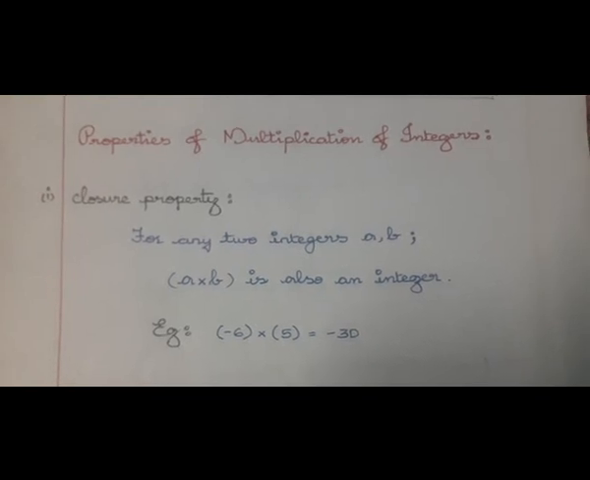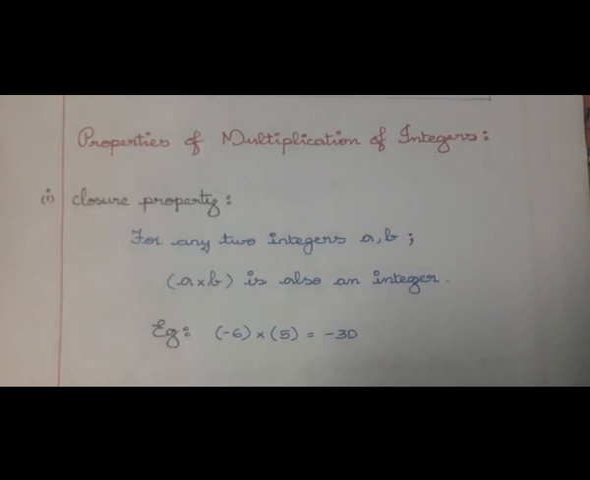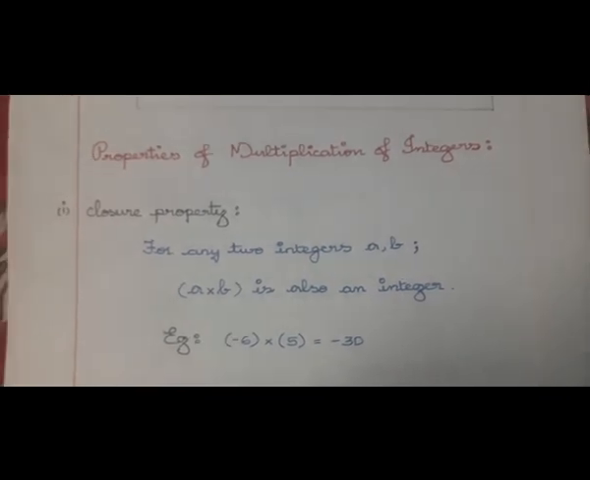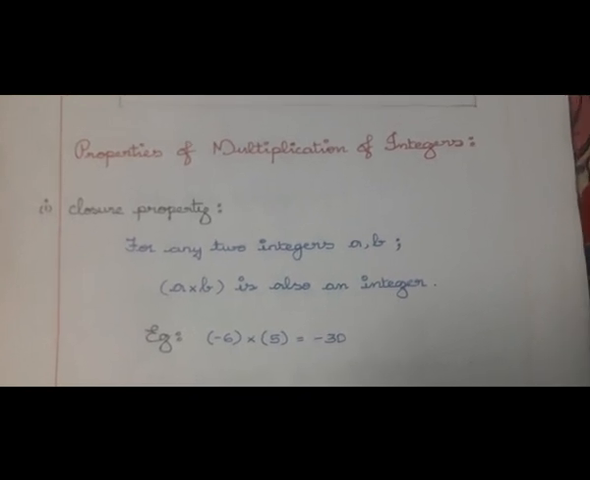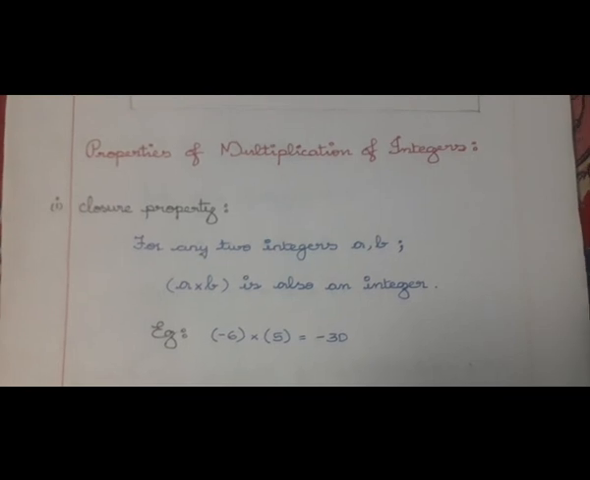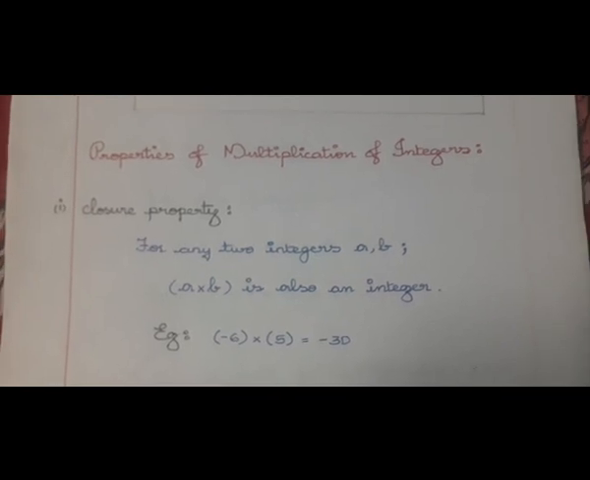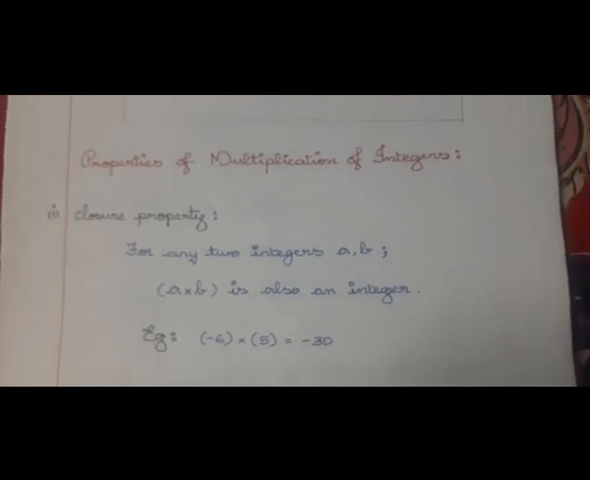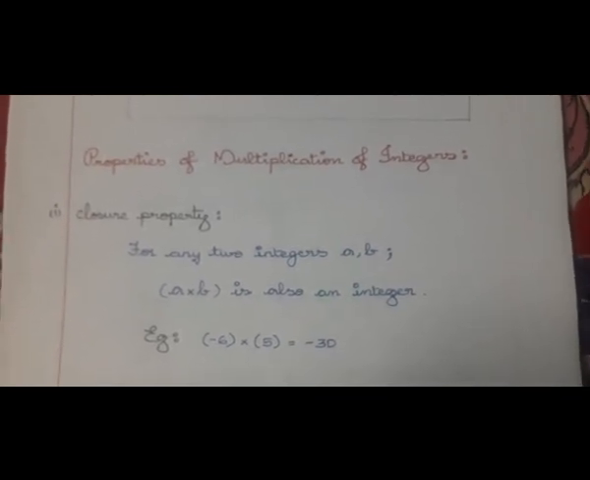First, closure property. For any two integers a, b, a into b is also an integer. Example, take two integers. I have taken -6 and 5. Since the signs are different for the given two integers, I am going to put a negative sign, and now I am going to multiply. 6 into 5 is equal to 30. Therefore, the answer is -30.